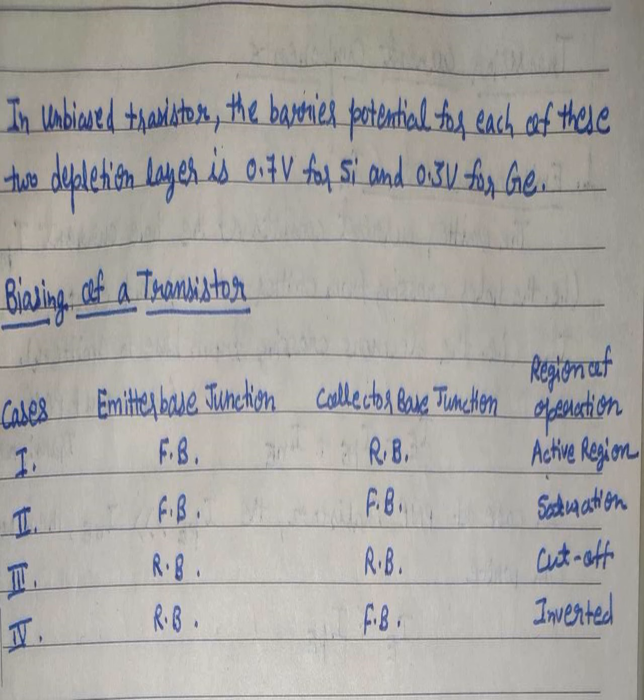And if the emitter-base junction is reverse biased and the collector-base junction is also reverse biased, the transistor is in the cutoff region. And if the emitter-base junction is reverse biased and the collector-base junction is forward biased, the transistor is in the inverted region.